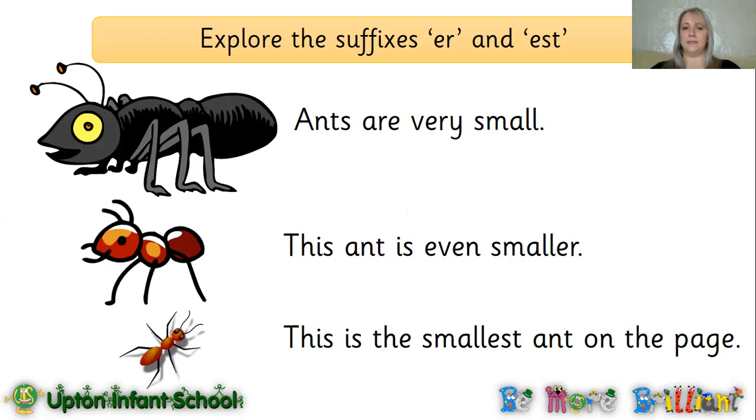Now, you can see here, I've got some other sentences for the ant. So ants are very small. The next sentence says, this ant is even smaller. And then the final sentence says, this is the smallest ant on the page. So just by changing the suffixes on the end of the word small, I have been able to write 3 sentences about the pictures.